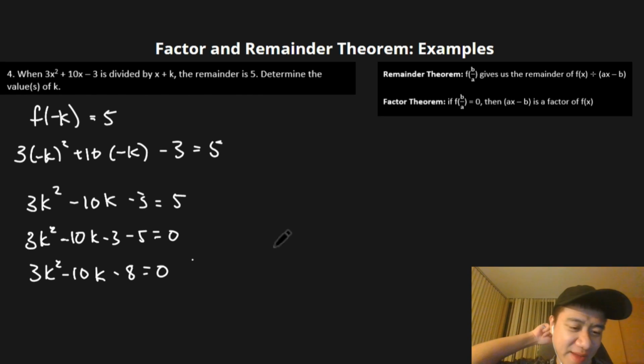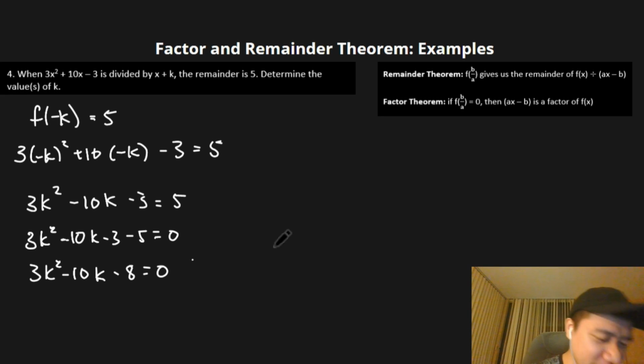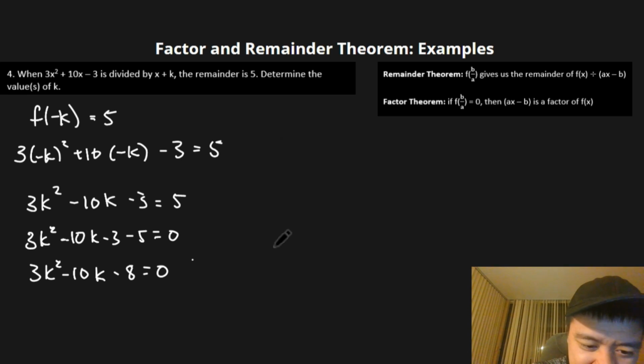Awesome. So we have this. Great. 3k squared minus 10k minus 8 equals 0. We can either put this into the quadratic formula to get k, or we can factor it using whatever quadratic method you choose. I'm just going to do this in my head.